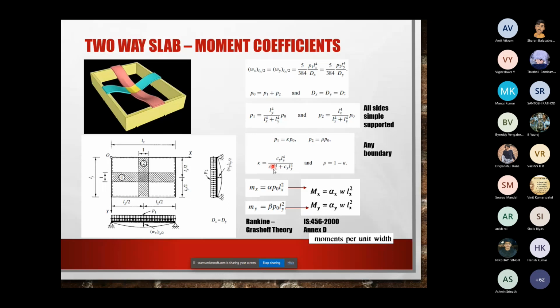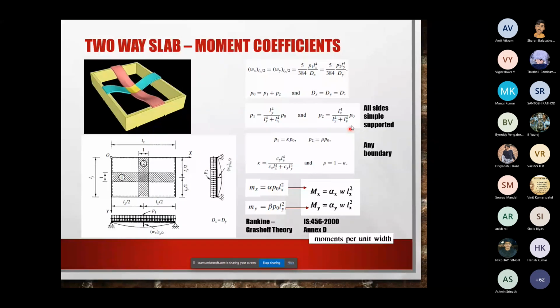And basically, this is the idea by which moment coefficients are derived. Okay, this is the basic idea. You will not be asked to derive it or do anything like that. But you should just know that there are different terms that will come. Okay, if these are all simply supported, you have just Ly power 4 by Lx power 4 plus Ly power 4, and similarly for P2 as well.